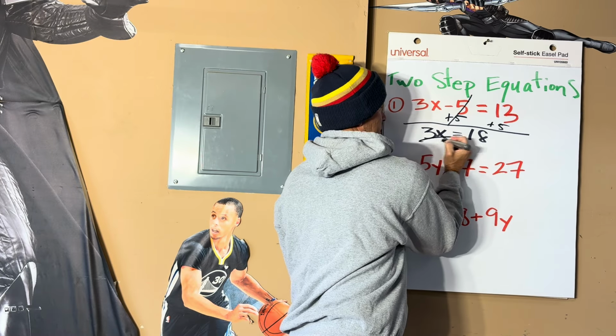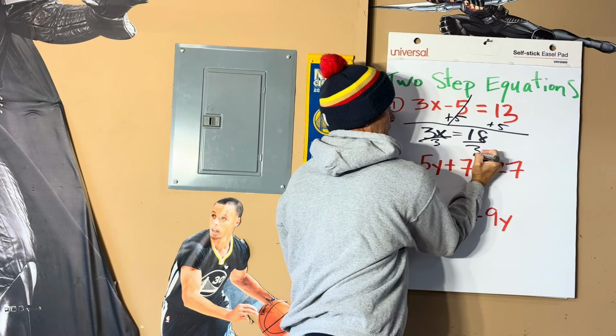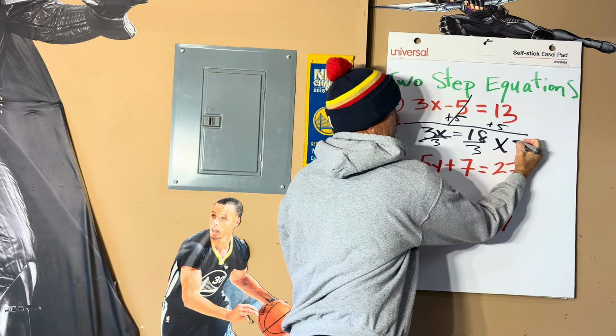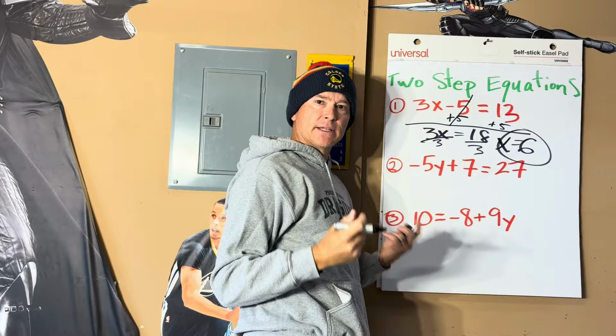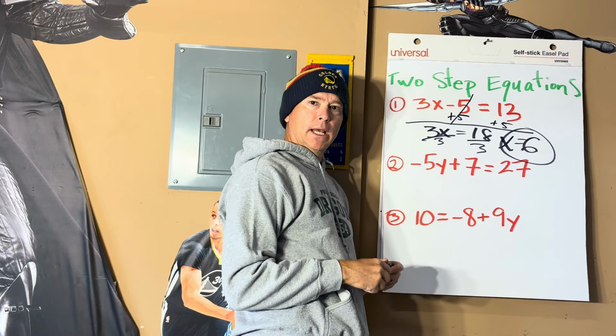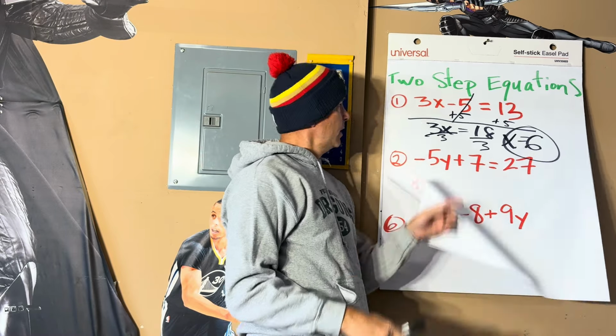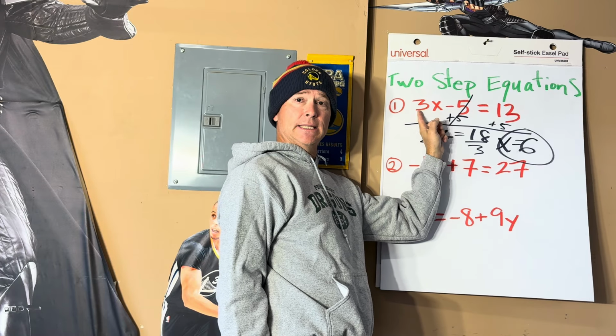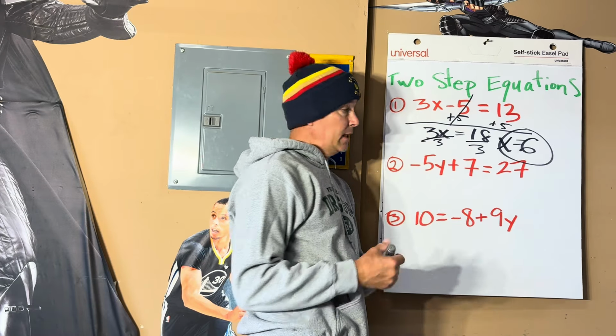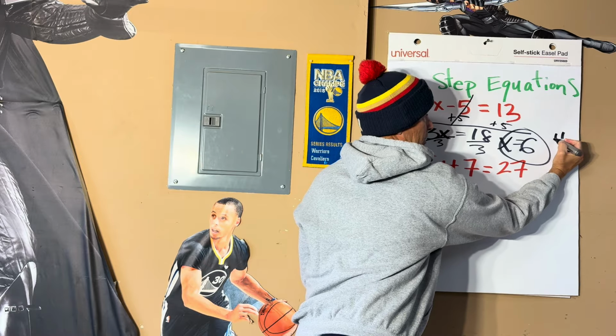Okay. Divide both sides by 3. X equals 6. Now, before we decide that that's correct, we need to plug it in before we move on. So if x is 6, 3 times 6 is 18. 18 minus 5 is 13. That means we did a good job.